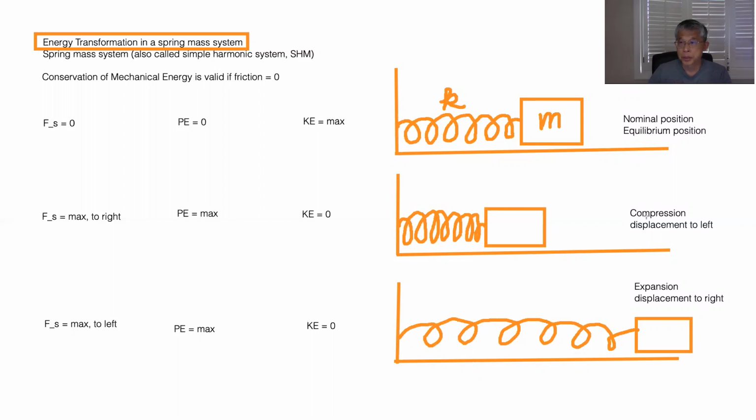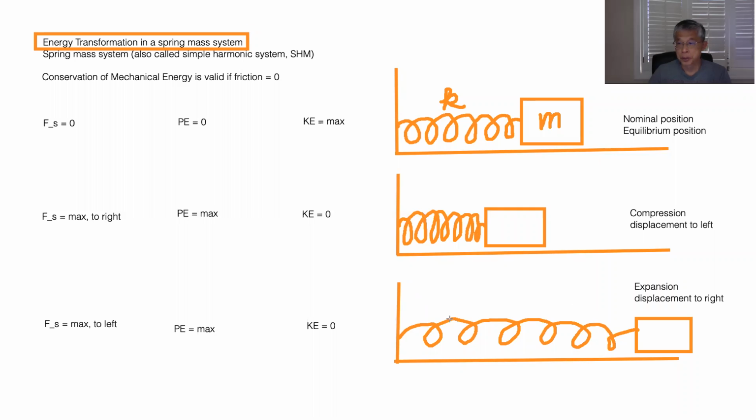This is the maximum compression position. So this spring is being compressed to the left. The displacement from the reference, this is the reference, is going to the left. So right here, the displacement is going to the left.